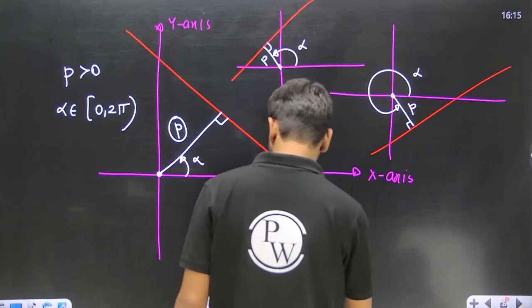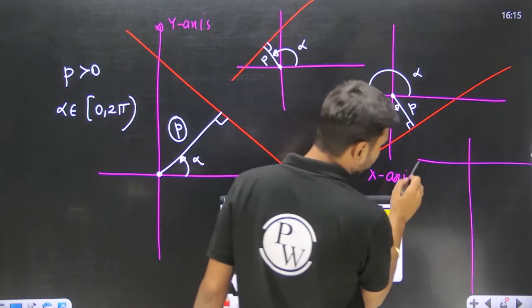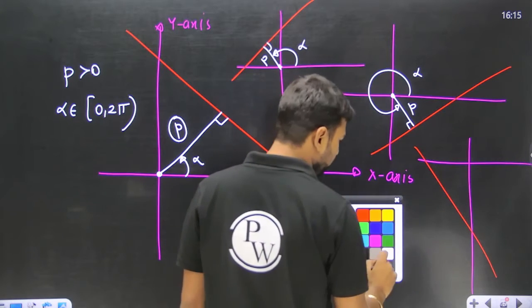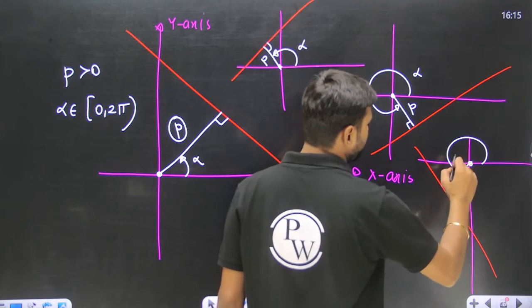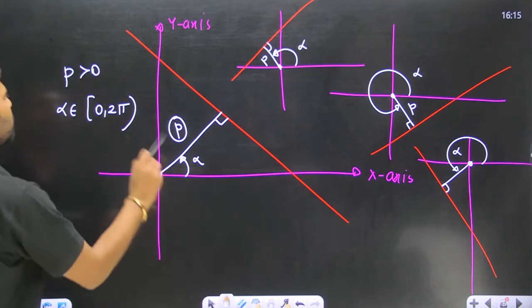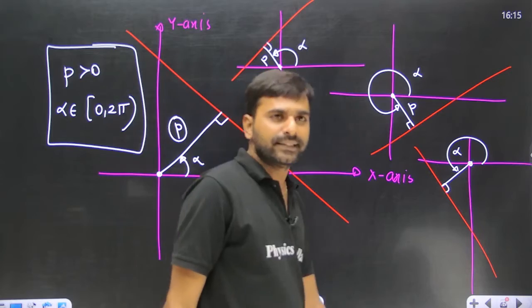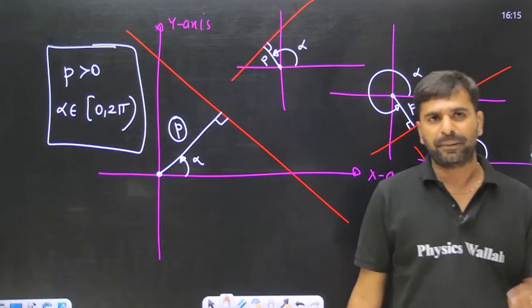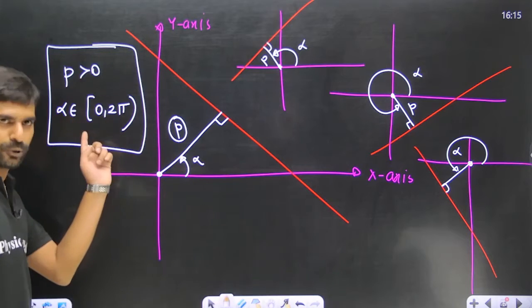if a line is, let's say, over here in the third quadrant, then the line will be drawn like this. Over here, if you see the perpendicular from the origin, it will be like this, and this angle is going to be alpha. So these are the four cases which can happen in the different quadrants. In all these four cases, you have to observe that P is greater than 0 and alpha, that is the angle made by the perpendicular drawn from the origin with respect to the positive x-axis. So alpha is going from 0 to 2 pi.